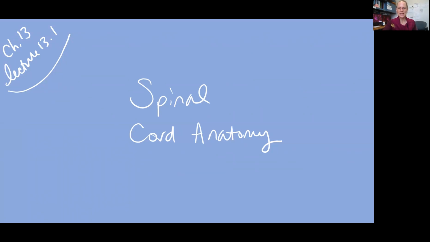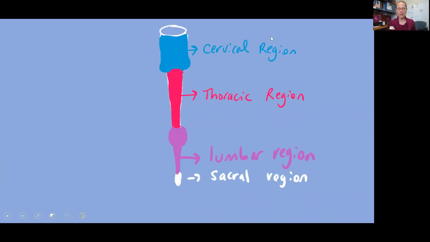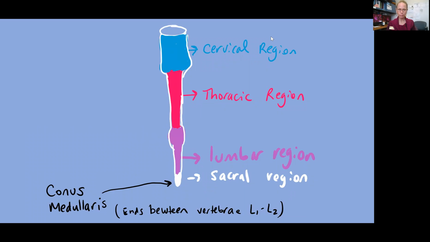So let's get started. All right, so when we're looking at the spinal cord, it's of course embedded in the vertebral column, in those vertebral foramen. And you have four distinct regions. So you have the cervical region, which is talking about the neck area, of course, and then the thoracic region, which is going to be in the vertebrae of the thoracic cavity, and then you have the lumbar region and the sacral region.